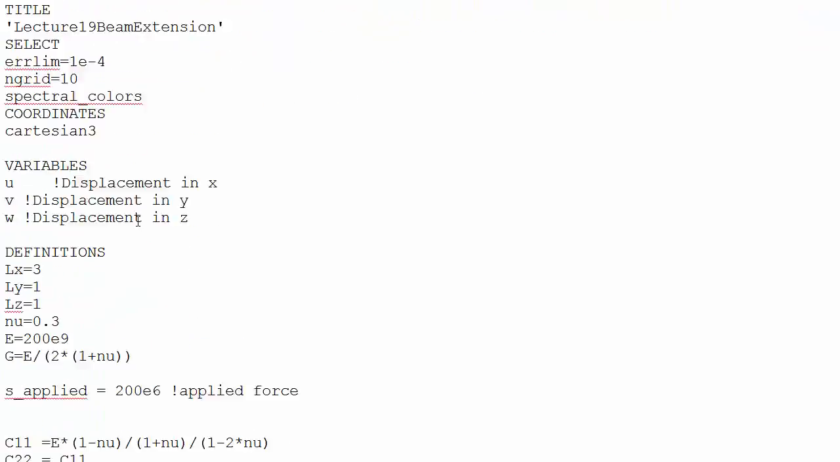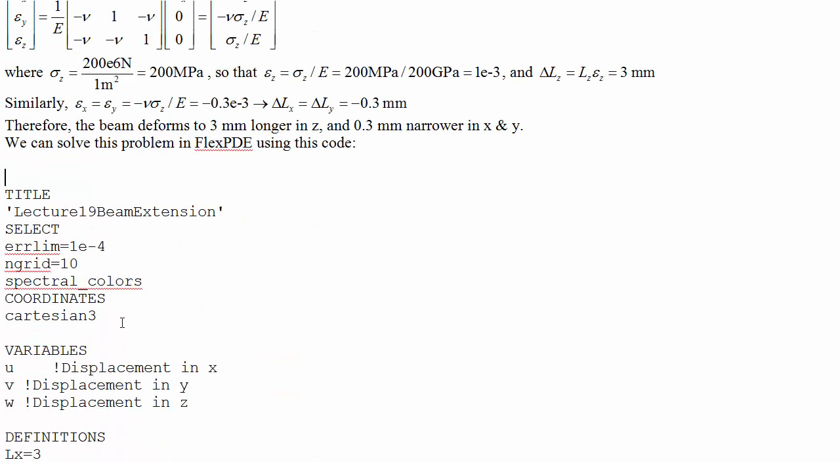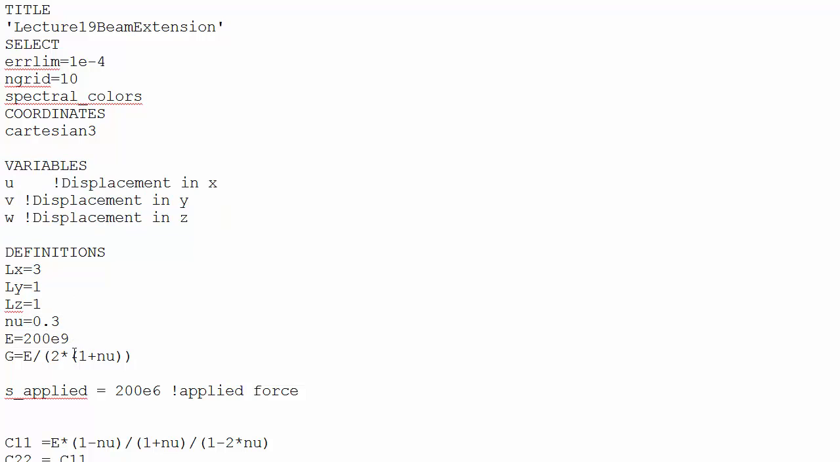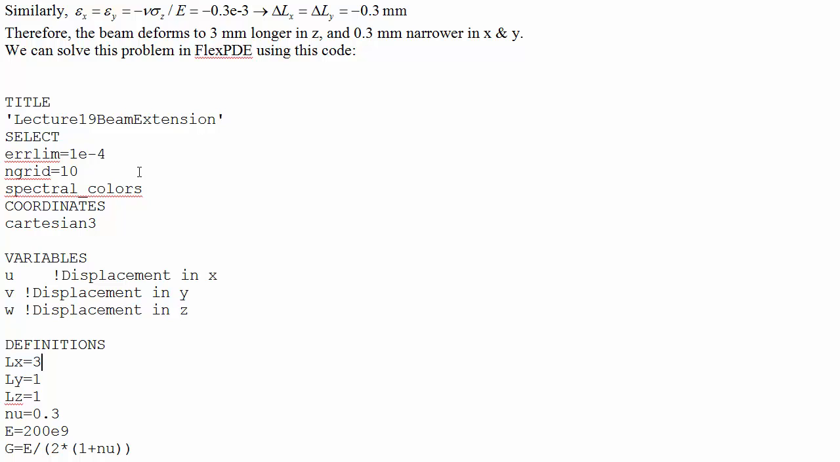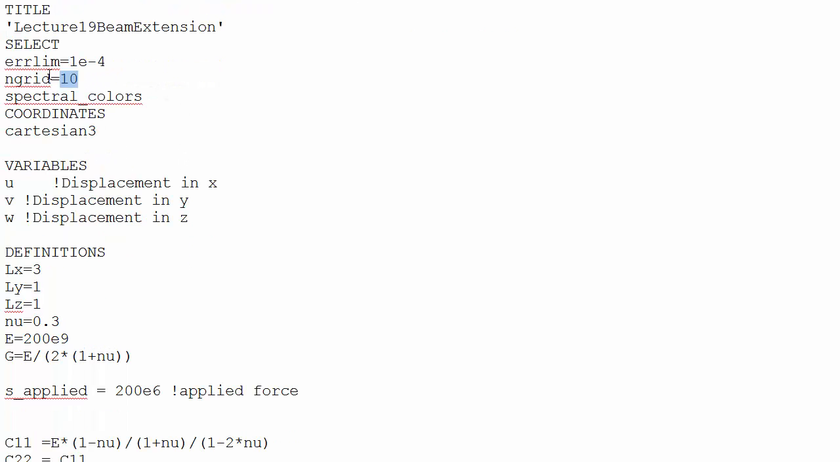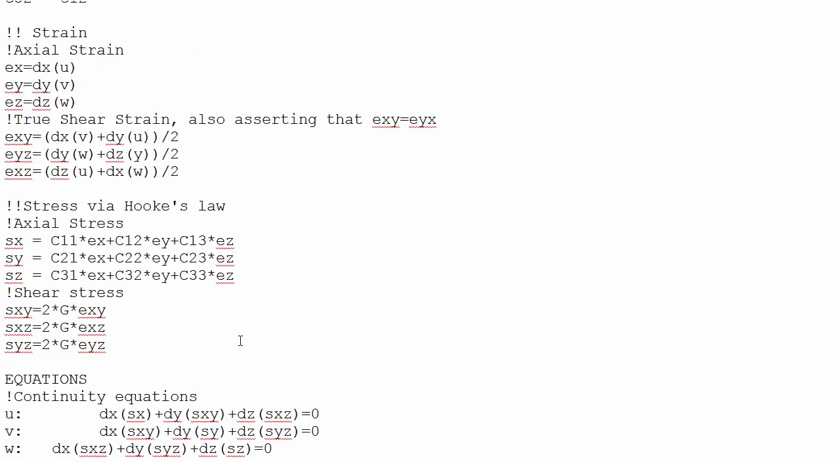Now this is the full FlexPDE program that I used. You just set up your variables, and you set up your definitions using the values that we were given here. A little bit of talk at the beginning: what does n grid equals 10 do? This just makes it a denser mesh. You're going to need to turn that down if it tells you that there are too many grid points. Then just turn that down to like a 4 or a 5, and it's going to make a less dense grid.